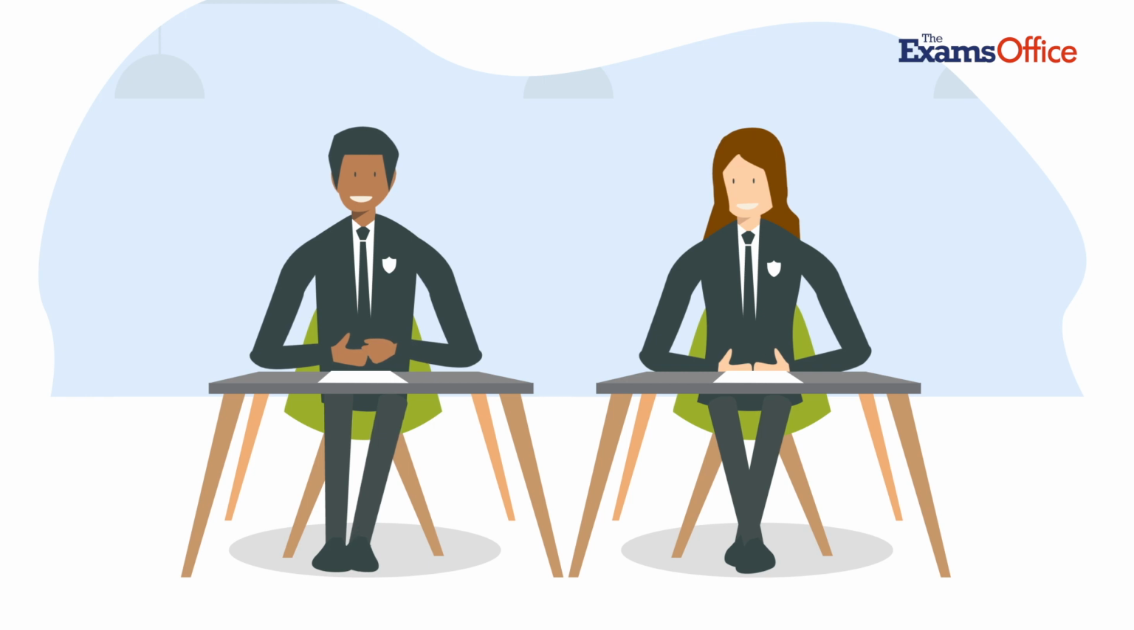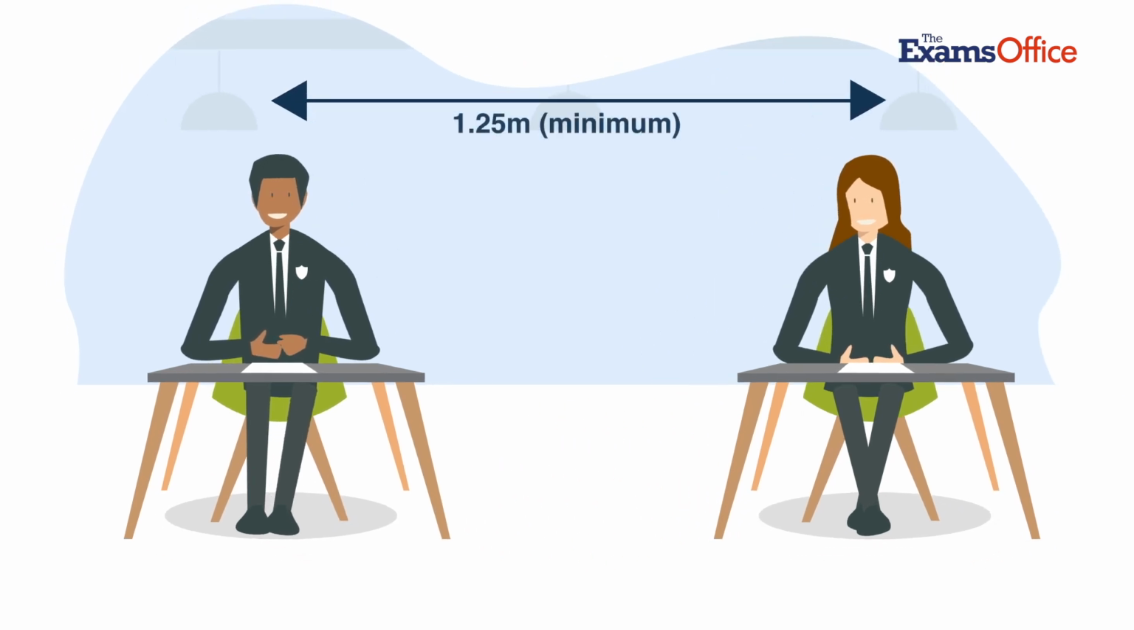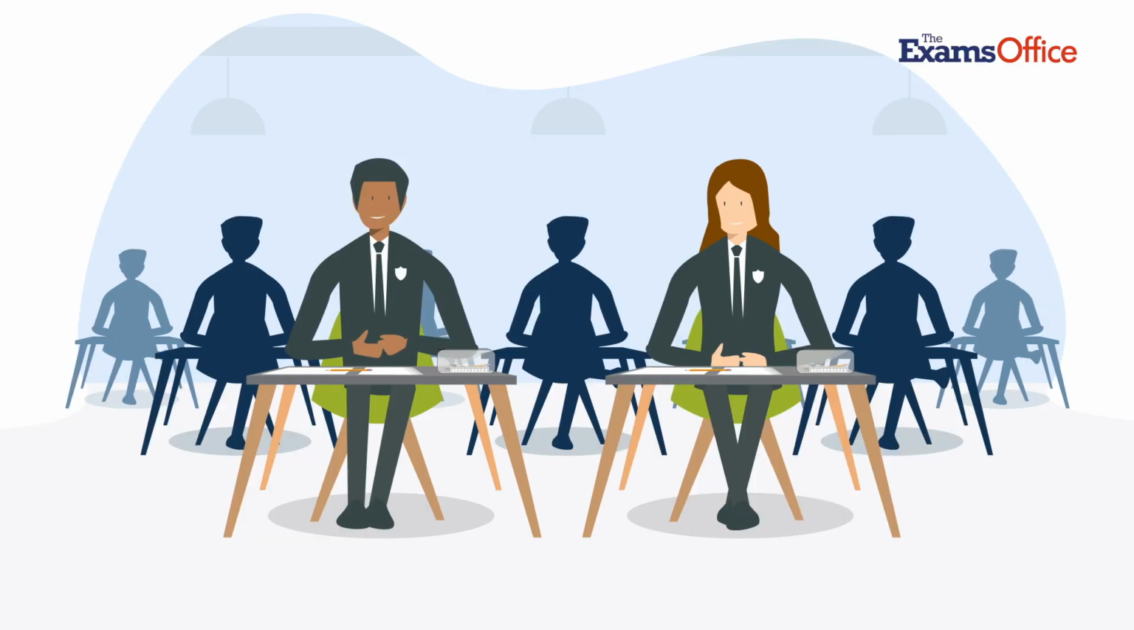The seating arrangements must prevent candidates from overlooking, intentionally or otherwise, the work of others. The minimum distance in all directions from centre to centre of candidates' chairs must be 1.25 metres. Wherever possible, for timetabled examinations, all candidates should face in the same direction.